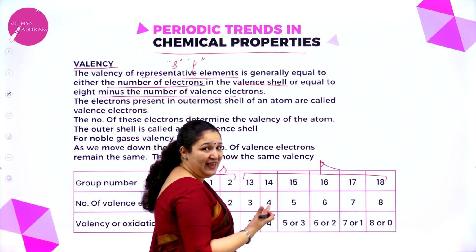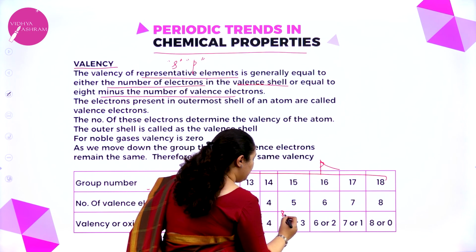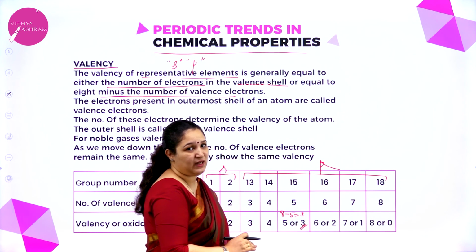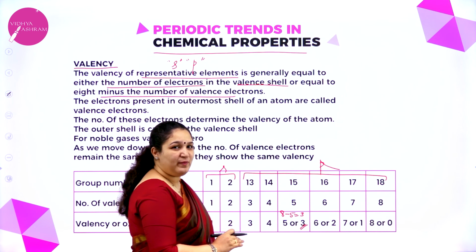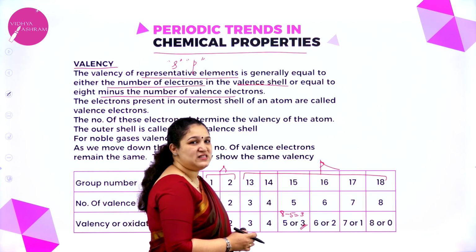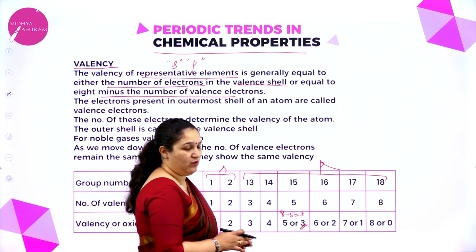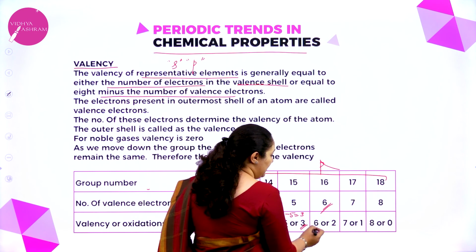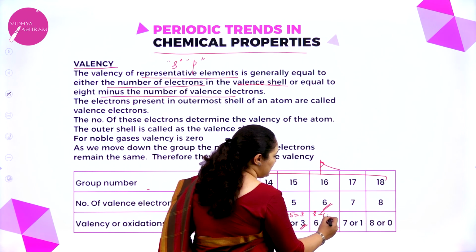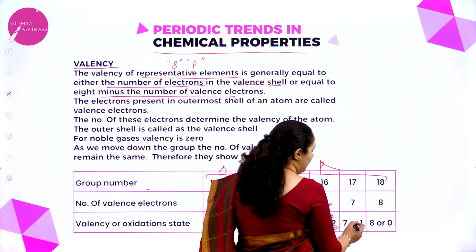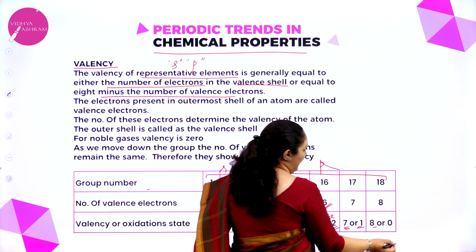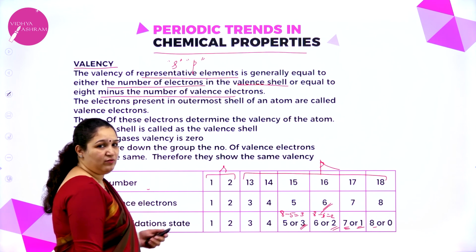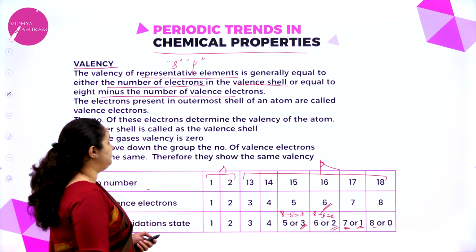Okay. But 3 electrons, because 8 minus 5 is equal to 3. So the valency can also be called 3. That is, when forming molecules, the valency can be 3 or it can be 5, depending on what type of bond it is forming. Similarly, if it is 6, it can be even 2, because 8 minus 6 is equal to 2. Similarly, it can be 7 or 1, 8 or 0. So that's about the valency of the elements.